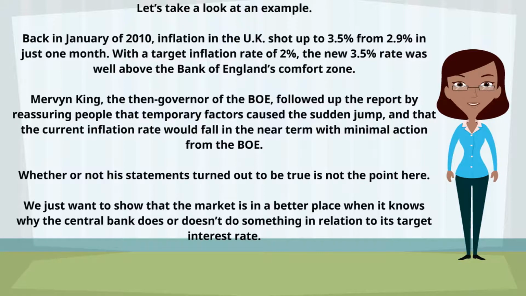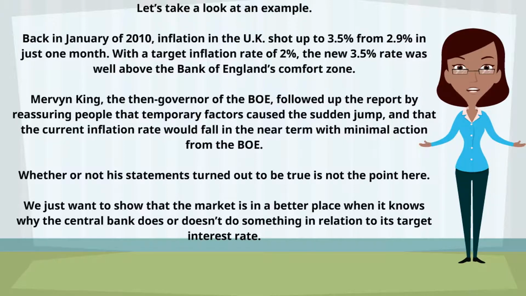Back in January of 2010, inflation in the UK shot up to 3.5% from 2.9% in just 1 month. With a target inflation rate of 2%, the new 3.5% rate was well above the Bank of England's comfort zone. Mervyn King, the then governor of the BOE, followed up the report by reassuring people that temporary factors caused the sudden jump, and that the current inflation rate would fall in the near term with minimal action from the BOE. Whether or not his statements turned out to be true is not the point here. We just want to show that the market is in a better place when it knows why the central bank does or doesn't do something in relation to its target interest rate.